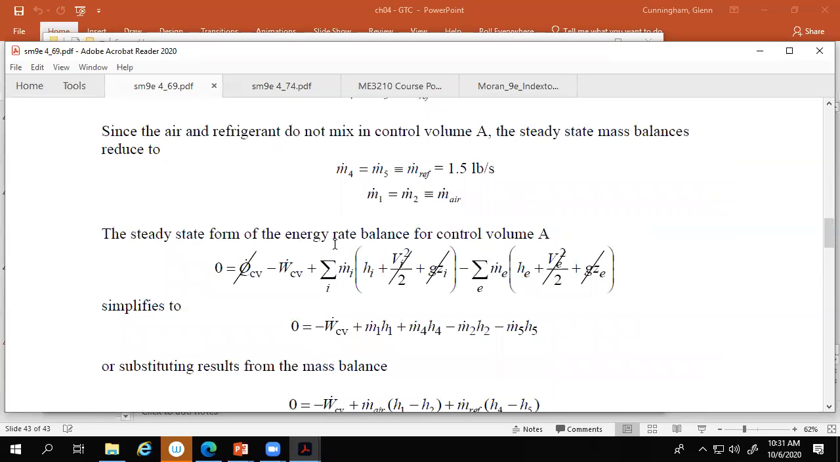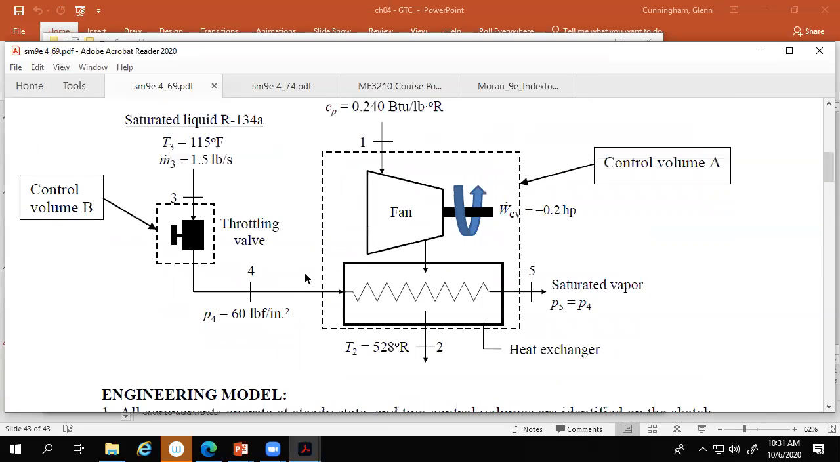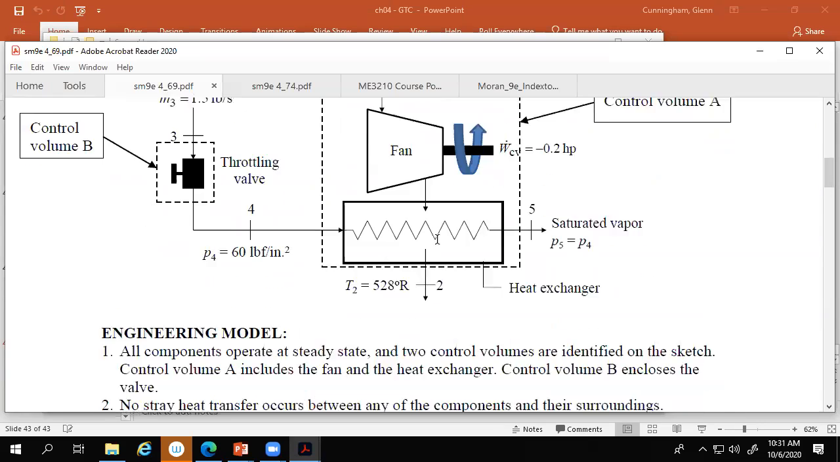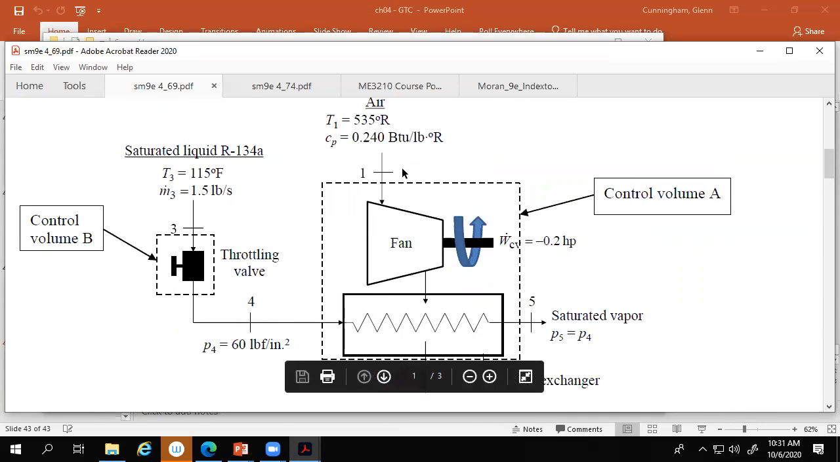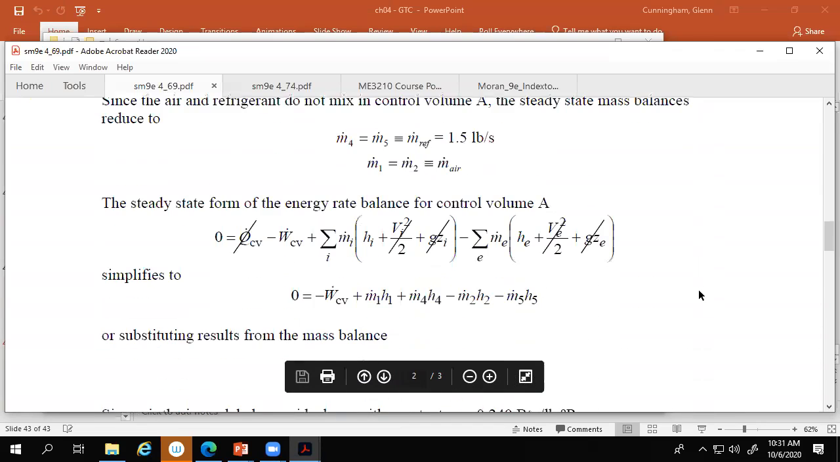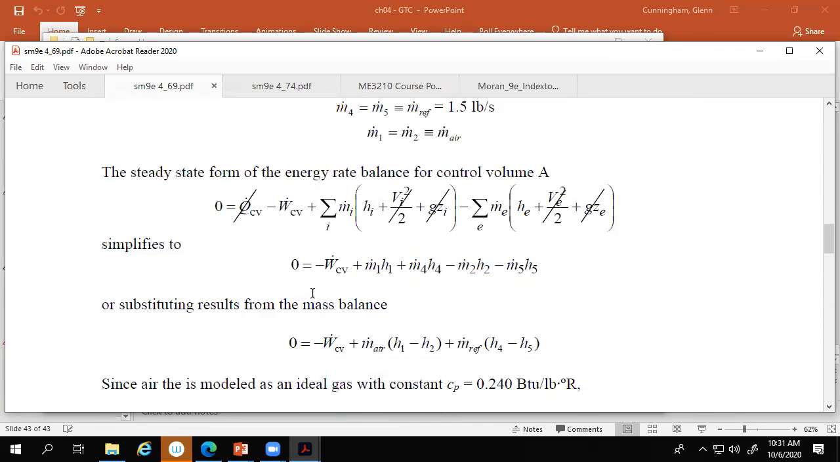Steady state form of the energy rate balance for control volume A. So he's going to do the big guy first over here, control volume A. We've got an inlet over here. We got an air in, a refrigerant in. We got an air out and a refrigerant out. So that's what you got.